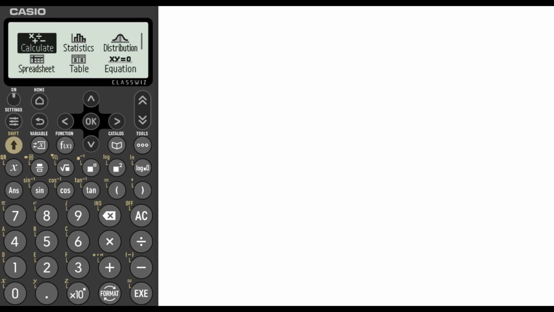To turn on your calculator, simply press the on button. Off is a gold function. Press Shift, then AC to turn off your calculator.